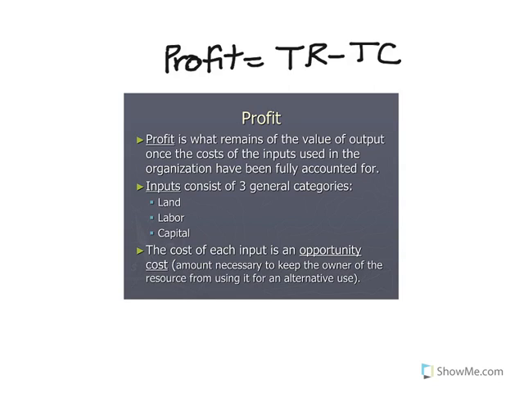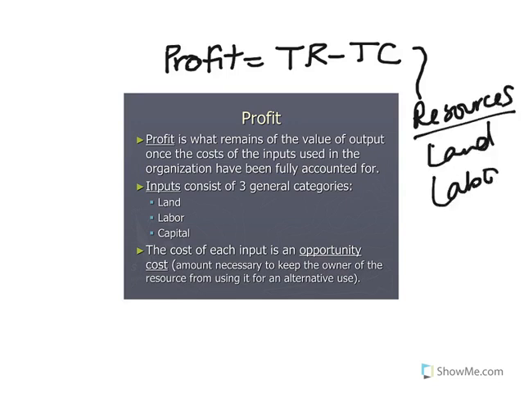Now we know that the three costs that the firm is paying for are their resources. In other words, firms have to pay for their land, labor, and capital. After they've paid out, whatever is left over is going to be their profit.